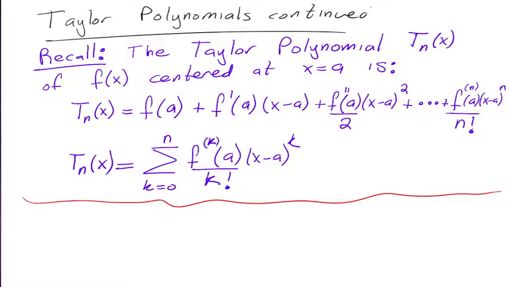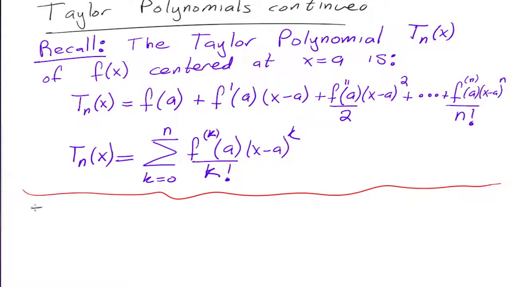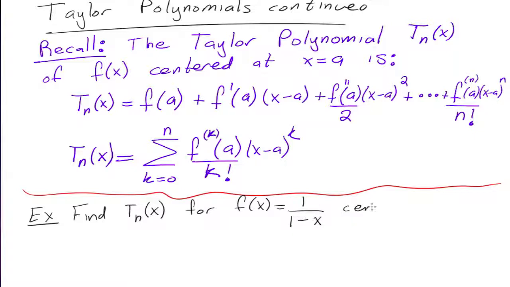By using functions that potentially could be complicated, you can approximate them with a simple function, which is a Taylor polynomial. And polynomials are very nice. We can do a lot of things with polynomials. So let's do an example. Let's say we want to find the general Taylor polynomial for f of x equals 1 over 1 minus x, centered at x equals 0.